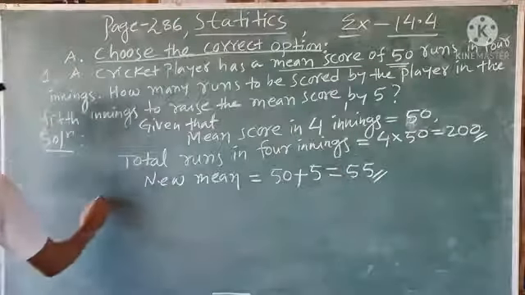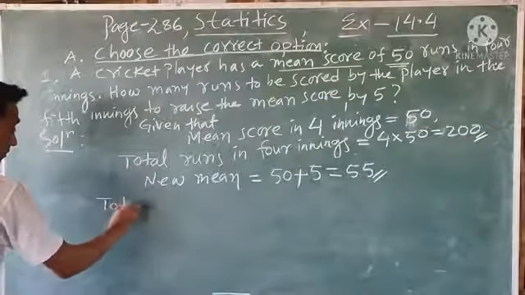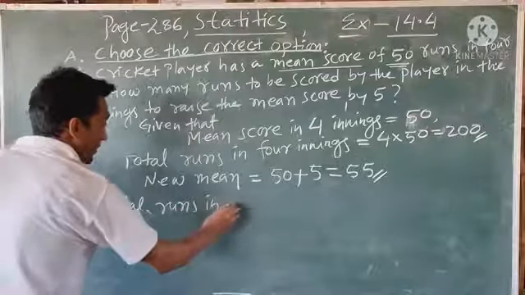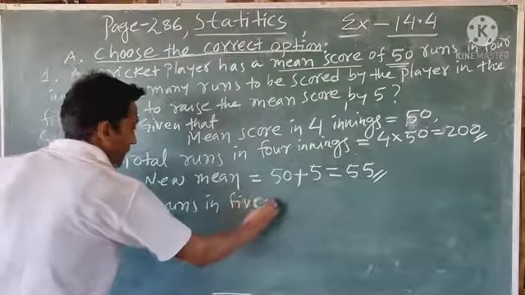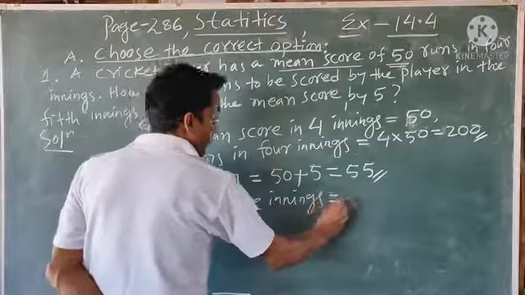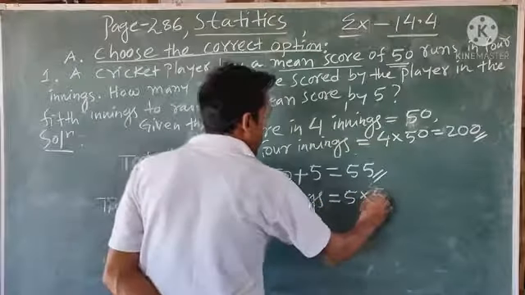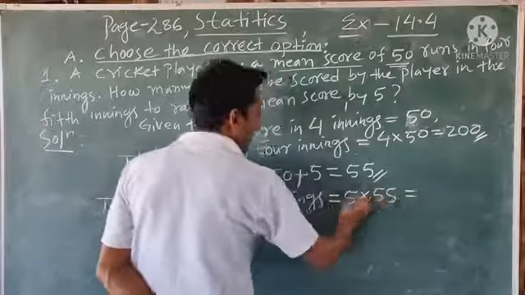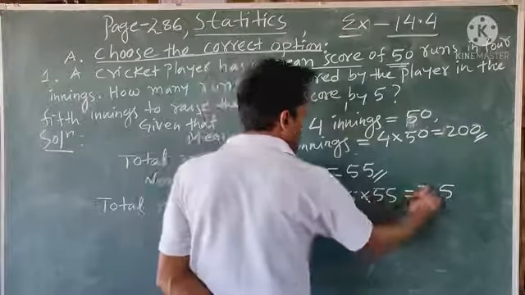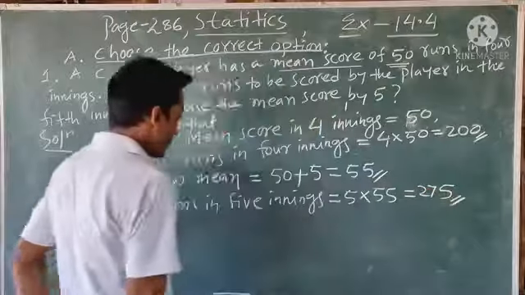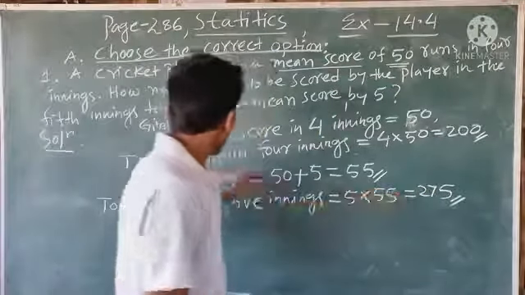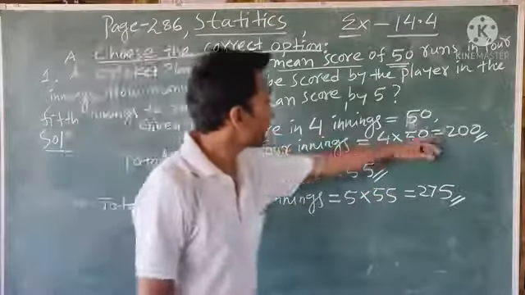So total runs in 5 innings is 5 into 55. 5 5s are 25, 2 in hand. 5 5s are 25 plus 2, 27. So in total, runs in 5 innings we get 275. Total runs in 4 innings we get 200.